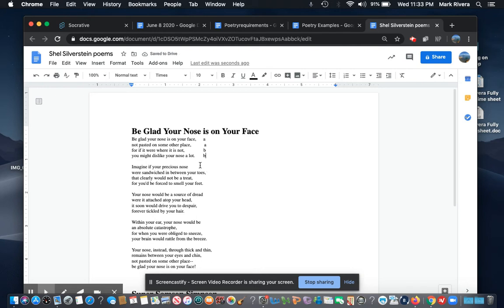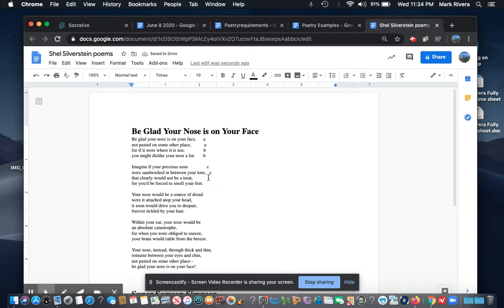Now I go to the next line. What I need to make sure I'm doing is checking: does this word rhyme with anything above it? The next word is nose. Does nose rhyme with face, place, not, lot? It doesn't. So it's going to be the next letter of the alphabet, which is C. Toes. Does toes rhyme with anything above it? It does. It rhymes with nose, so it's C. Okay, so write that down. Again, my computer is freezing for whatever crazy reason.